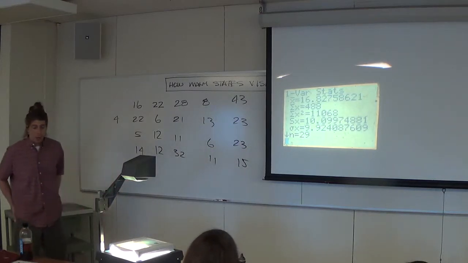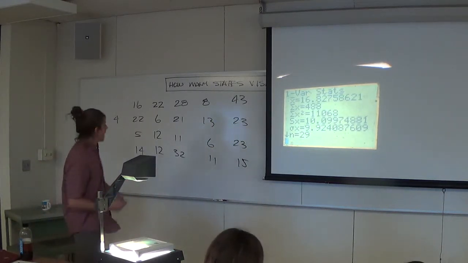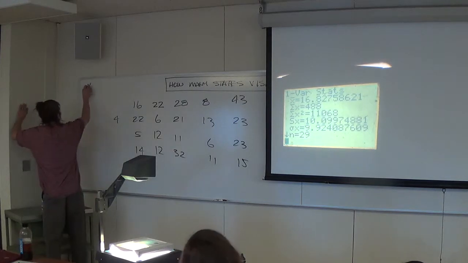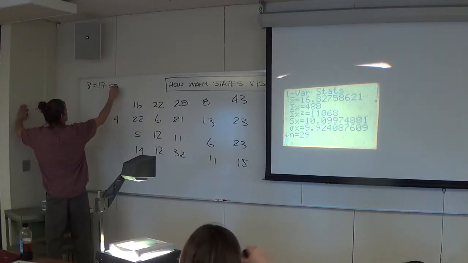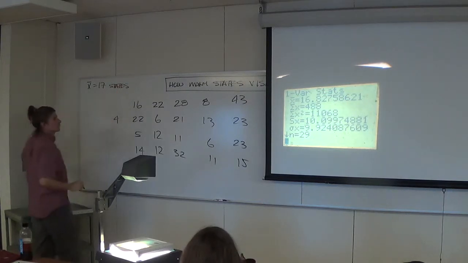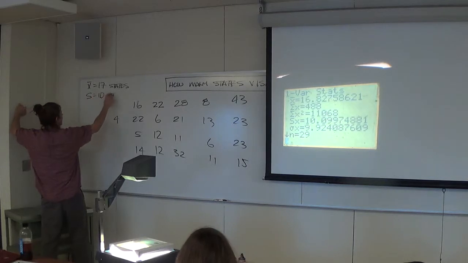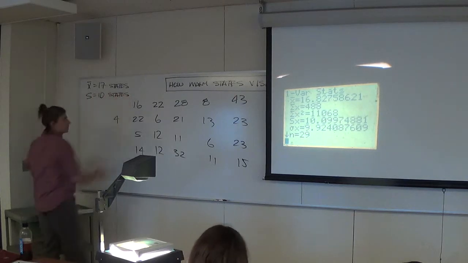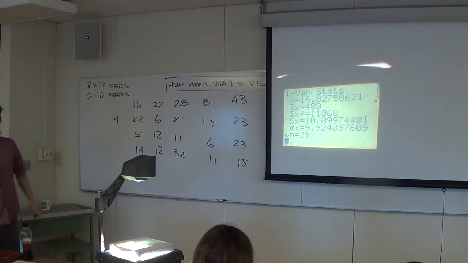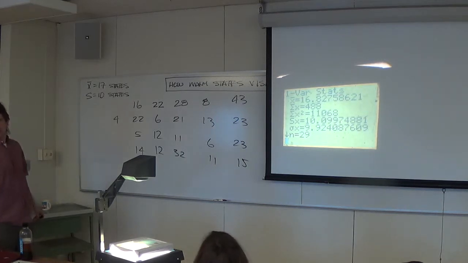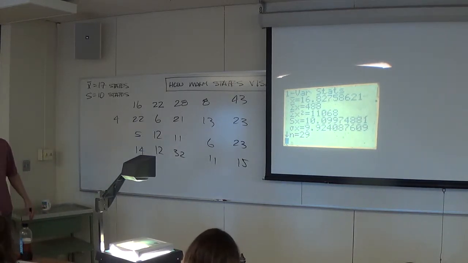Okay, thank God. So, we have an average of 17 states-ish. 17 states, yes? What else we got? We got a plus or minus 10 states, holy. Plus or minus. So what does that mean? Roughly 2/3 of the data are between 7 and 27. 7 and 27? Mathematically, yes. What's the assumption there?